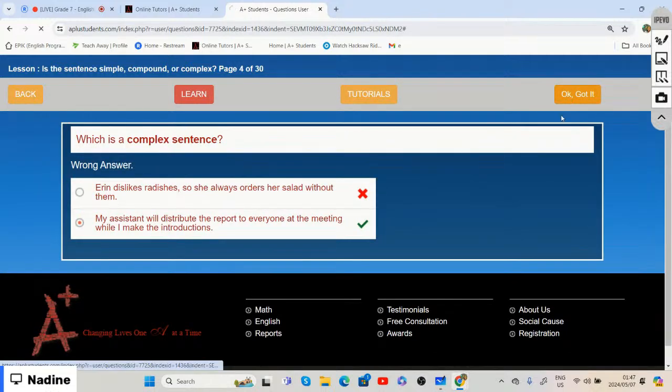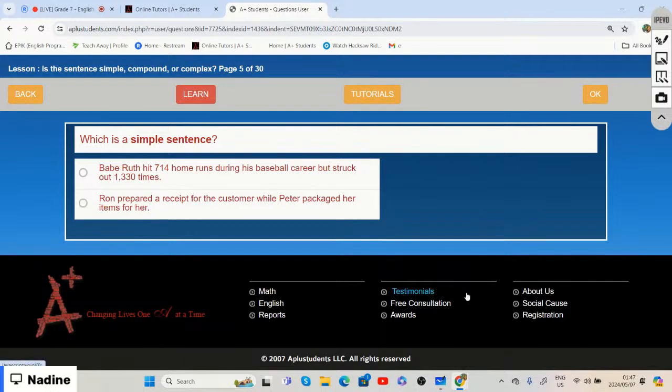All right, so the second one is actually the complex sentence. The first one is a compound sentence, actually.